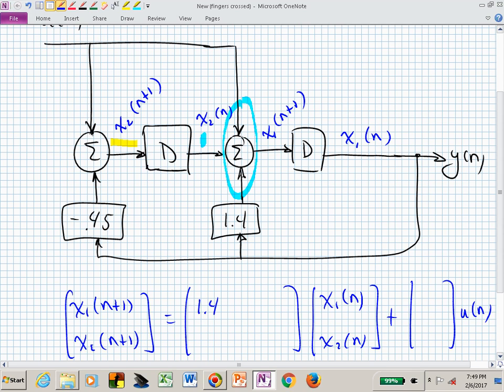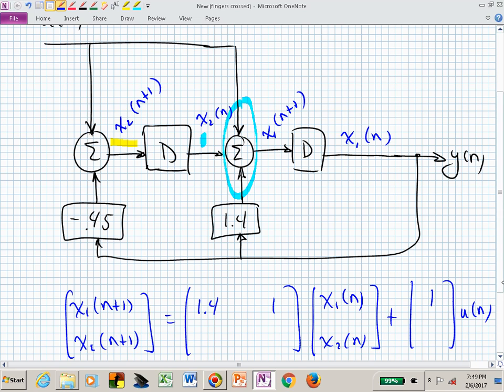Plus the signal coming in horizontally from the left, which is x sub 2 of n, and I can pick that up in my state space representation with a 1. And do I have anything else? I have a third signal coming in from the top, and that's a scaled version of my input, u of n, scaled by 1, or now I have a 1 times u of n. That's now my expression for x sub 1 of n plus 1, x sub 2 of n plus 1.